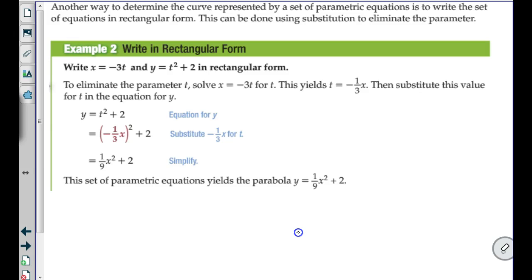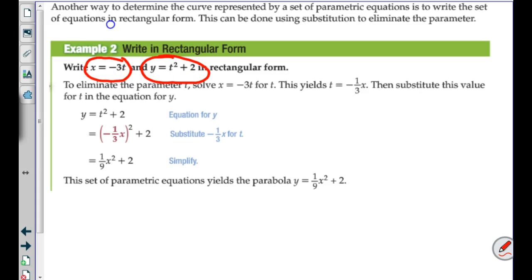All right, the second thing we have to do is to rewrite these without the t. So this is an example, it's not the one we just did, but it says x is -3t and y is t squared plus 2. Do you remember substitution, guys? Okay, well, we're going to solve this for t, and then we're going to put it into this one so that we don't have a t anymore in this, and we have an xy equation.